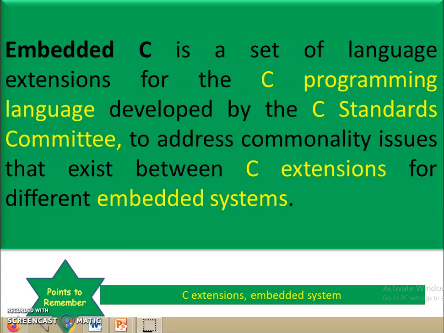Let's start with Embedded C. Embedded C is a set of language extensions for the C programming language developed by the C Standard Committee to address commonly occurring issues between C extensions for different embedded systems. Embedded C uses most of the syntax and semantics of C, such as main function, variable definition, data type declaration, conditional statements, loops, functions, arrays and strings, structures, bit operations, etc. Points to remember: C extensions and Embedded C.